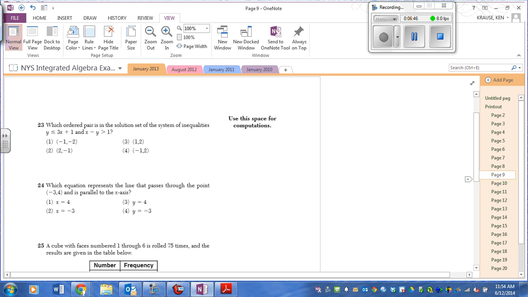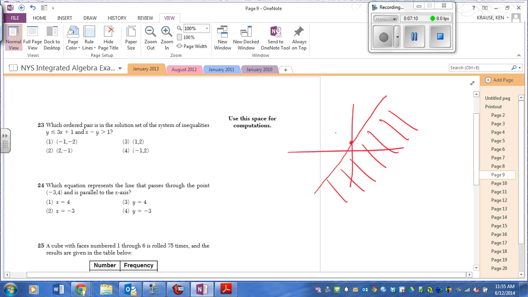Which ordered pair is in the solution? So we just got to check these. Just a pain in the neck. Sometimes you can just draw a quick sketch of what's going on here. First one, yeah, the y-intercept of 1 and a slope of 3, so that's pretty steep. We're going less than. And this one is really x minus 1 greater than y. I just switch these two. So that's got a y-intercept of negative 1.